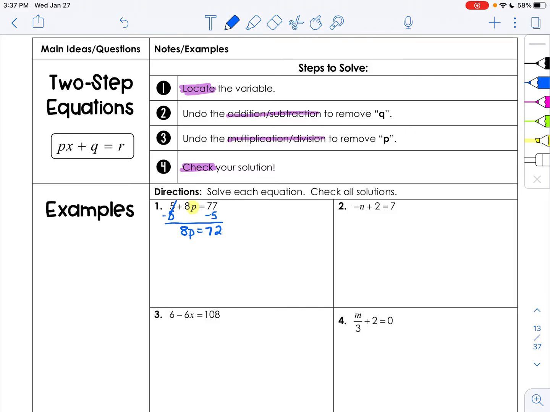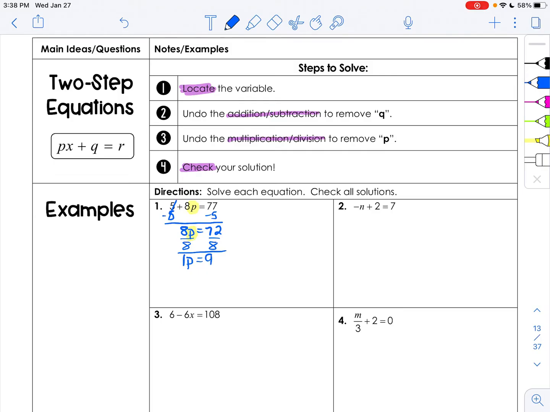So again, our end result is to isolate the variable, to get this variable by itself. So I still need to keep working my problem because I have that 8 there. And remember, 8p means 8 times p. So we're going to do the inverse or the opposite. The opposite of multiplying by 8 would be to divide both sides by 8. And remember, anytime you're doing an operation to one side of your equation, you need to do it to the other side. 8 divided by 8 is 1, and you can bring down your p, equals, and then 72 divided by 8 is 9.